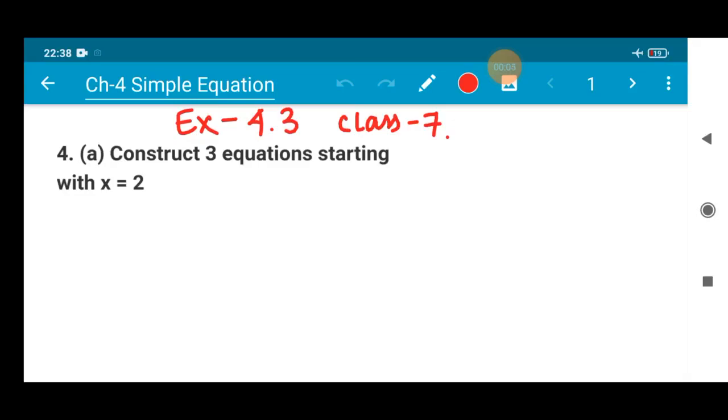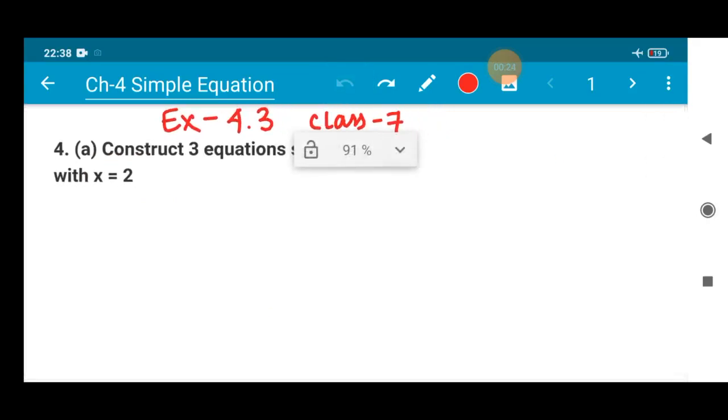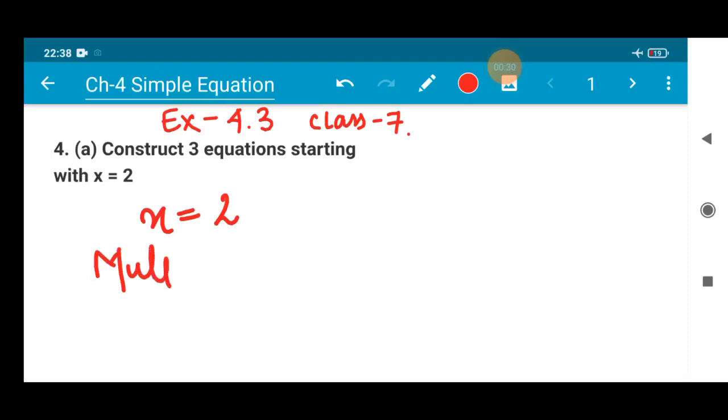So in today's session we will be doing question number 4 from exercise 4.3. The question says: construct three equations starting with x is equal to 2. So we have to frame three equations which start with x is equal to 2. Our first equation is x is equal to 2. Our main aim is to make x is equal to 2.